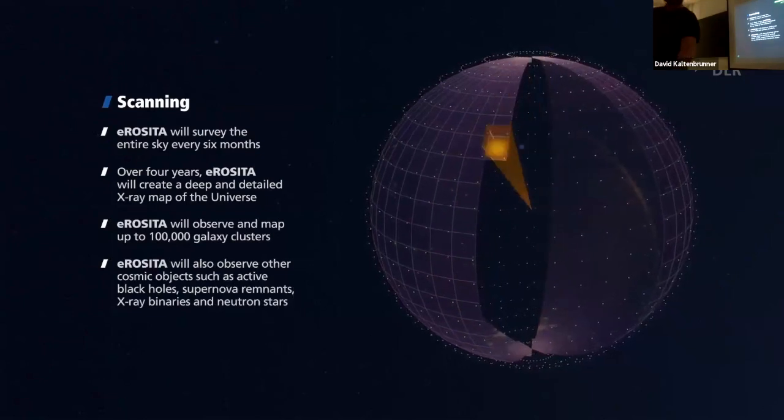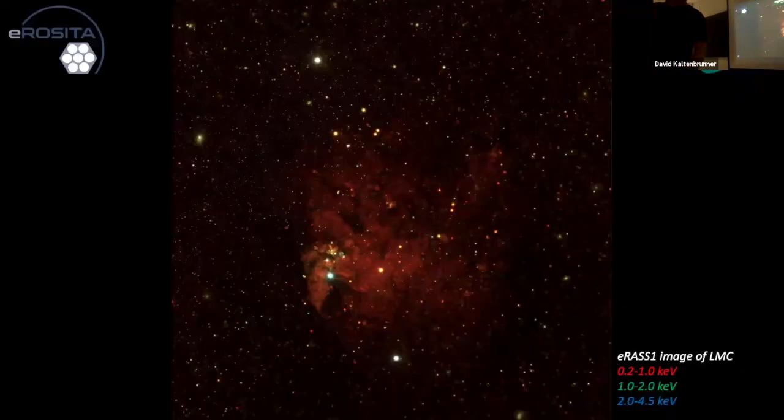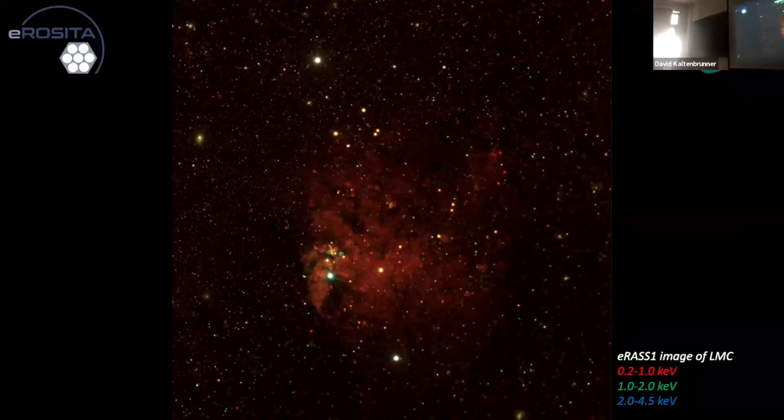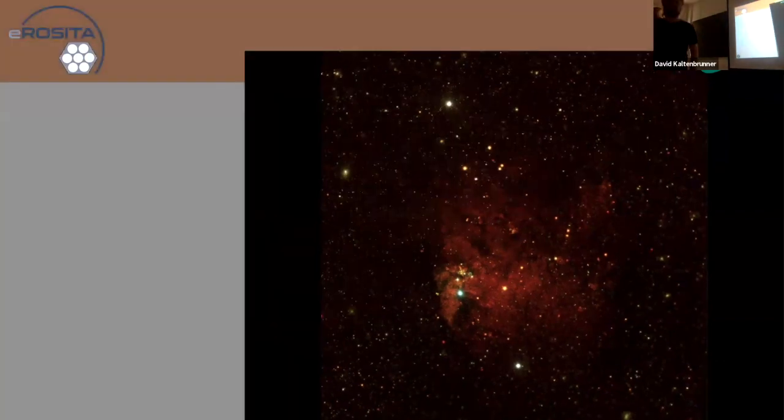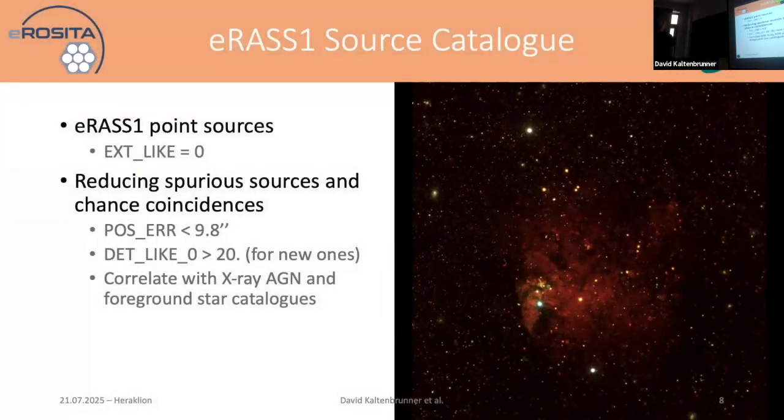And what this resulted in for eRASS1 was this. And isn't this beautiful? You can see the entire LMC, it's so beautiful here. Good. So, what do we do with eROSITA?